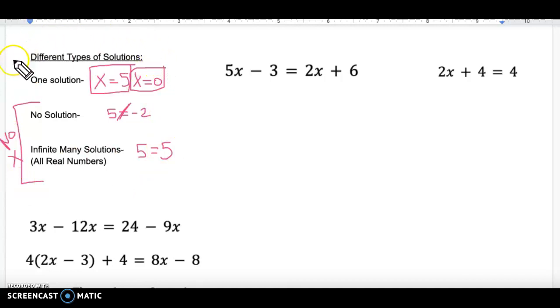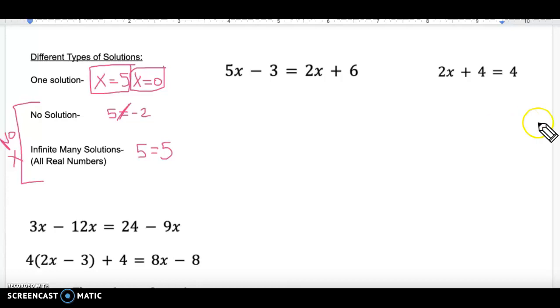So again, make sure that you have these in your notes as your different types of solutions. Again, you're not submitting notes today, but the very first question on your assignment is going to ask you, what are the three different types of solutions we have, and how do you tell the difference between each of them? So you'll want to state, we have one solution where you have x with a number. You have no solution where you have no more x's and the two numbers that are left do not equal each other. And then you have infinite many solutions where you have no x's left, but the two numbers that are left over do equal each other.